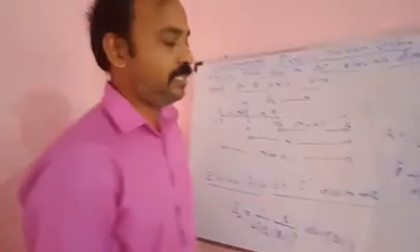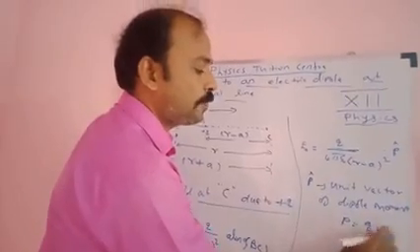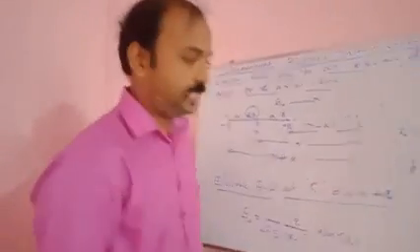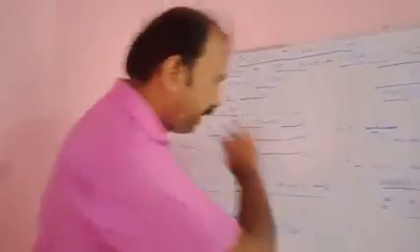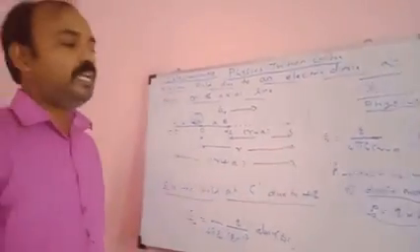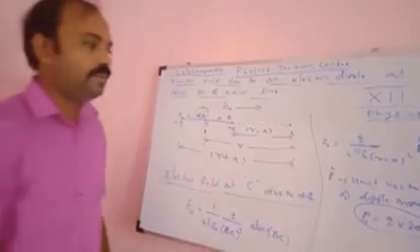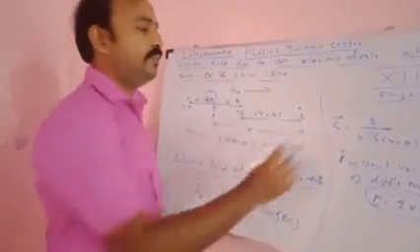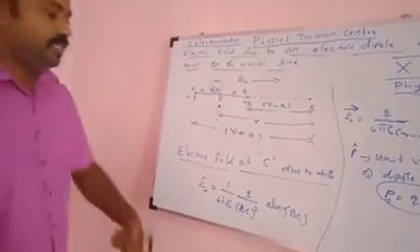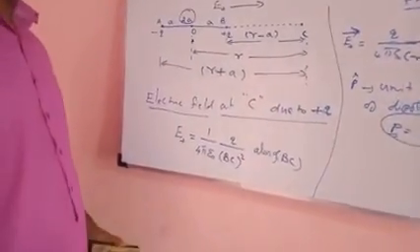Here P is the dipole moment. The value of P is equal to Q into 2A. Dipole moment is nothing but the product of any one of the charges and the distance between the two charges. So here it is the unit vector P cap, in terms of vector representation of the electric field E plus. So the first part is over: the electric field at C due to the positive charge.